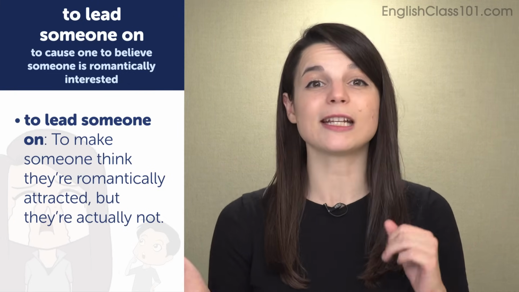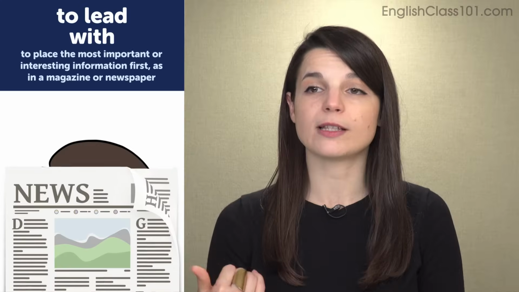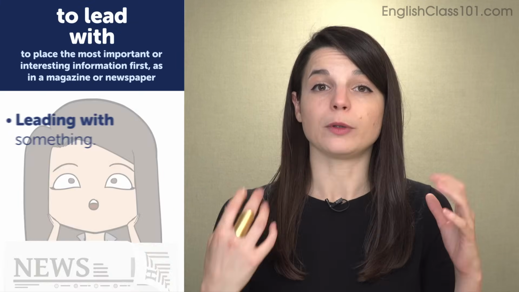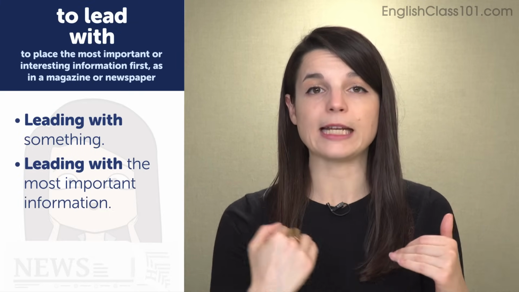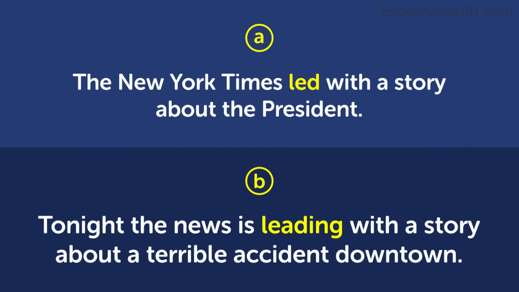The next variation is to lead with something. So to lead with something means to place the most important information or the most interesting information first. So we use this a lot in newspapers or news reports or magazines. So leading with something, leading with the most important information. Examples. The New York Times led with a story about the president. Tonight, the news is leading with a story about a terrible accident downtown.